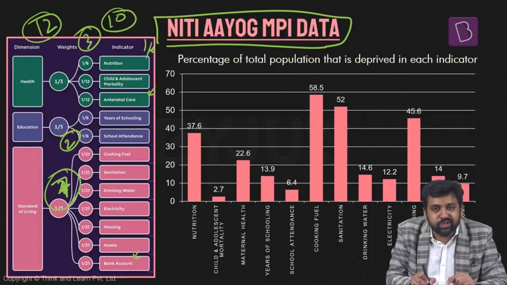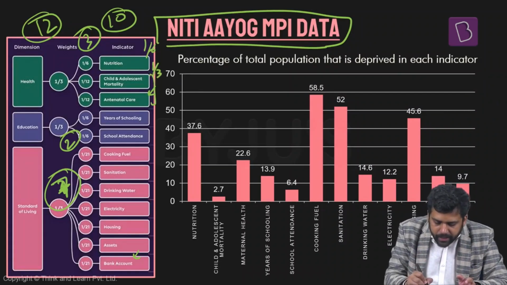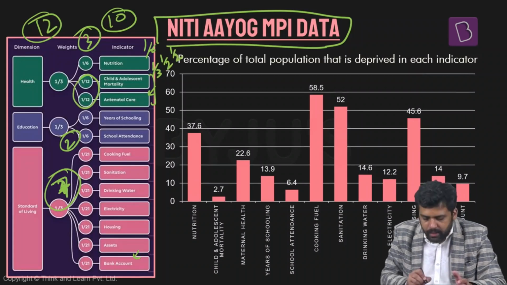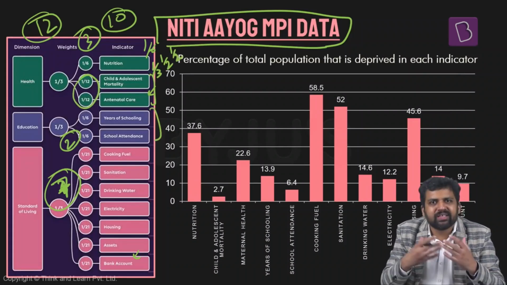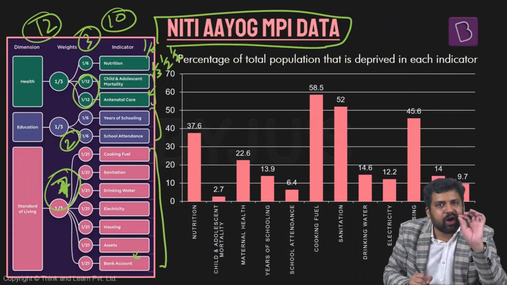But for child mortality, adolescent mortality, and antenatal care, the weightage has become different now. So 1/3 into 1/2 into 1/2. So the weightage is 1/12, 1/4. Right? 1/3 into 1/4. For years of schooling and school attendance, since the subcomponents have not changed, the weightage remains the same. In this case, you have now 7 parameters instead of 6.